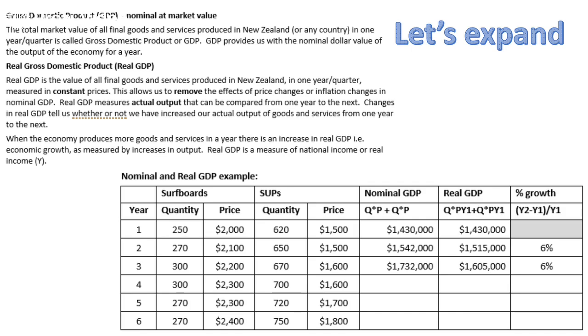For nominal GDP, we do quantity times price and add them together, and we get 1,542,000. But for real GDP, what we would do is quantity, so 270 times price in year 1. So instead of using 2,100, which is the price in year 2, we would use the price in year 1. So that's saying that the value is the same, but the output has changed, right? And then plus 650 times 1,500. So the price in year 1 and 2 for stand-up paddleboards has remained the same. And that's how we get 1,515,000. So that's just the difference between nominal and real.